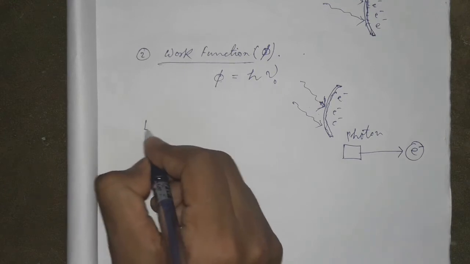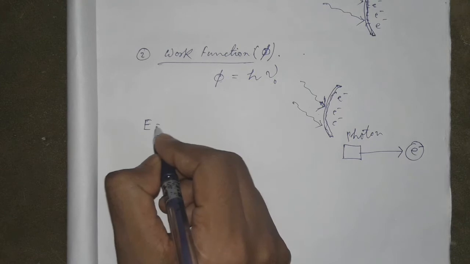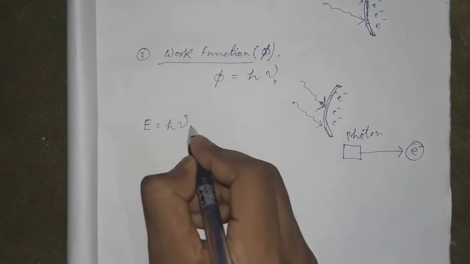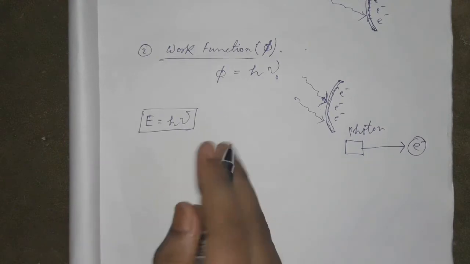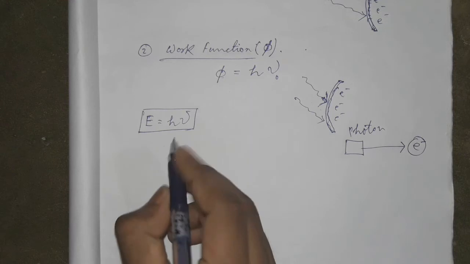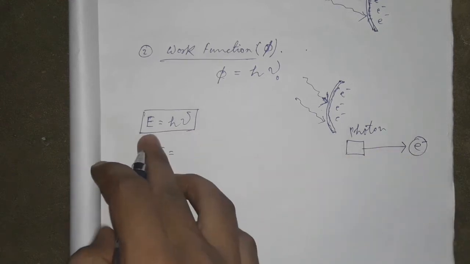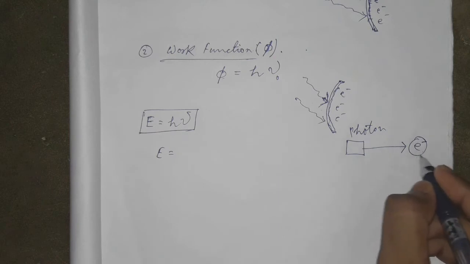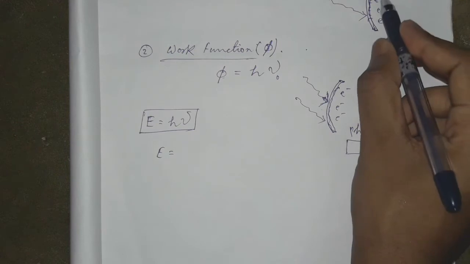E is the total energy. It is the energy of a photon, which we know is equal to h nu. This is the entire energy of one photon. So when this entire energy is transferred to an electron, one part of the energy will be utilized by this electron to get removed from this metal surface.